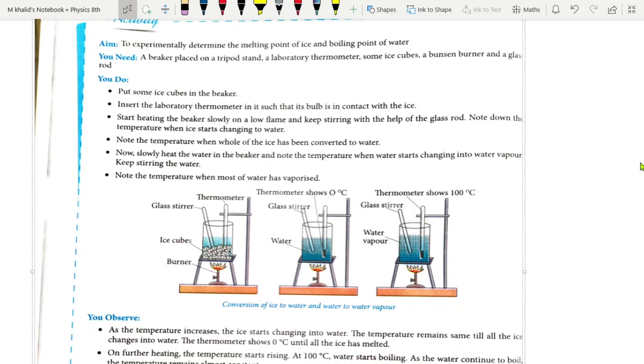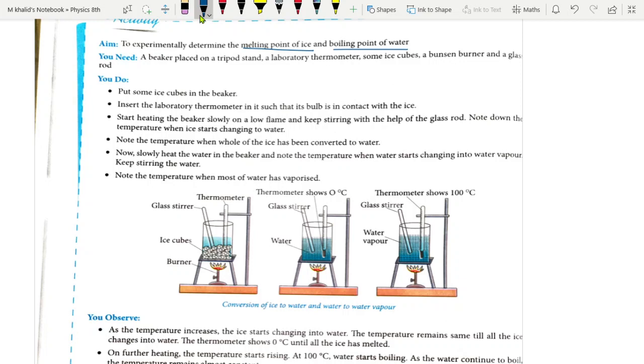So in the last class we learned about some phase changes known as freezing, melting, or vaporization. In this lecture we are going to check how we measure the temperature of ice, and how we can determine the freezing point of water and the boiling point of water. Melting point and boiling point. This is the melting point of ice, and the boiling point of water.